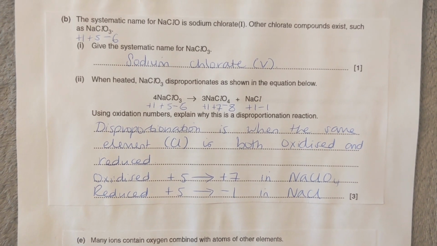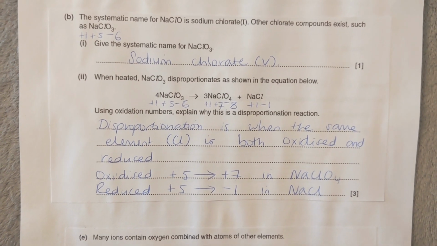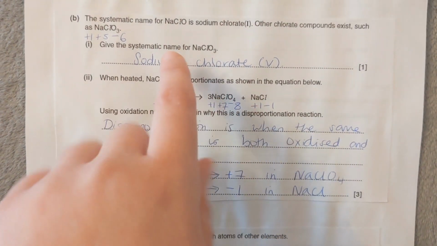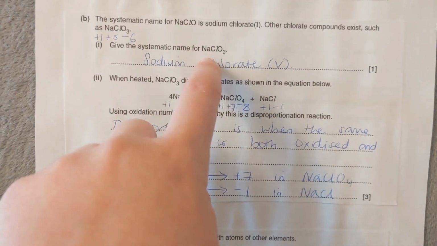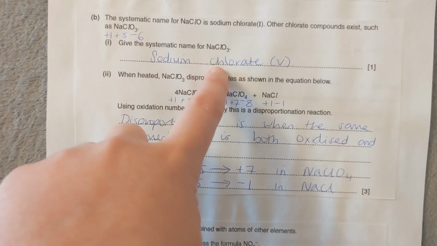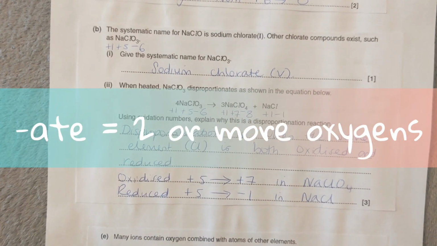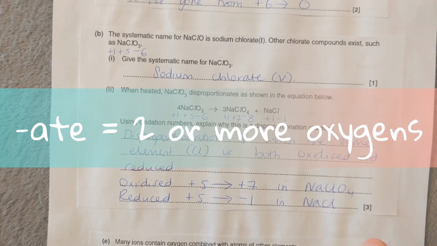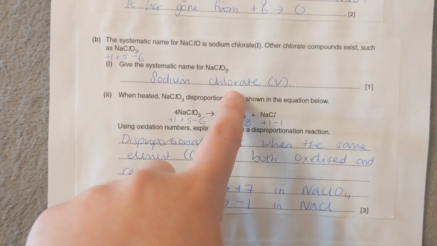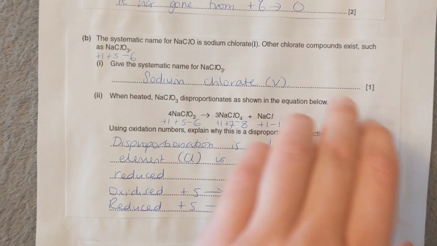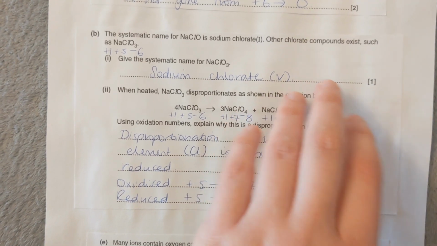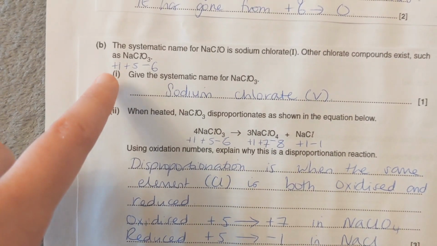The next question is about chlorine, and it's asking us for the systematic name, so the proper chemical name for this compound. We've got sodium, so the name's going to start with sodium. We've got chlorine, so it's going to be chlor. 'ate' means many oxygens in chemistry, whereas 'ide' means no or few oxygens. Now we should also add to our answer a Roman numeral which gives the oxidation number of the chlorine, and I've worked those out here.